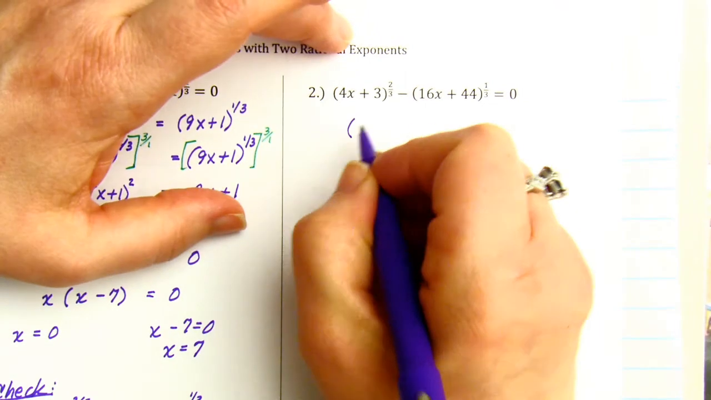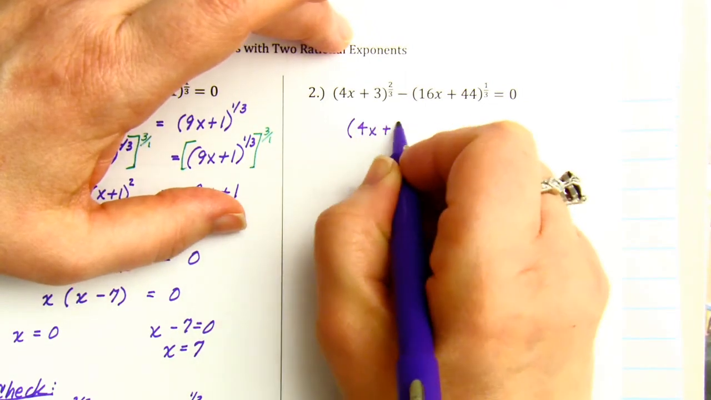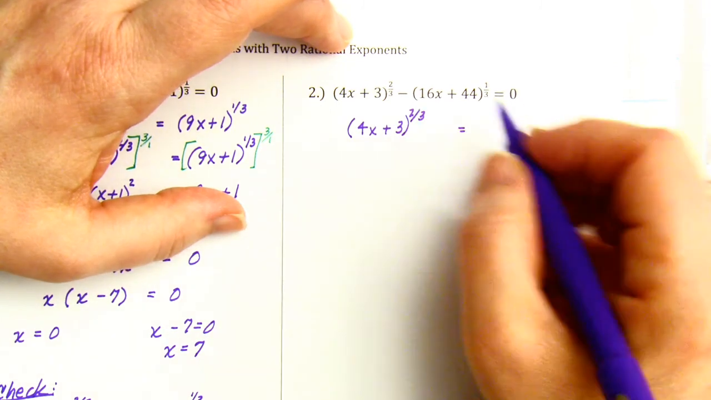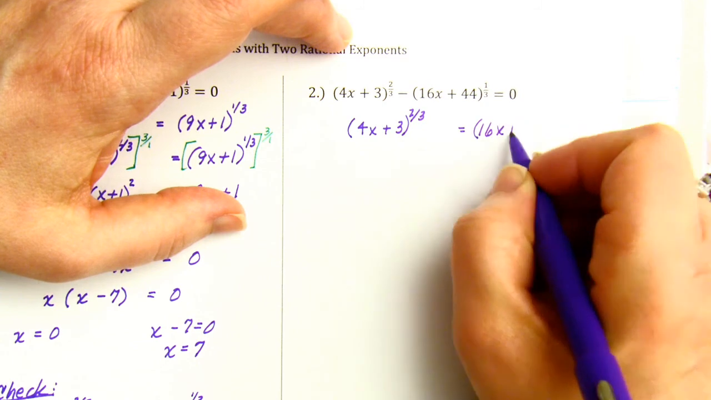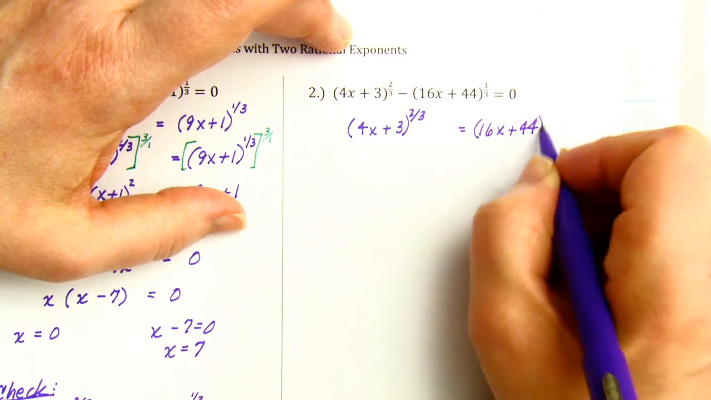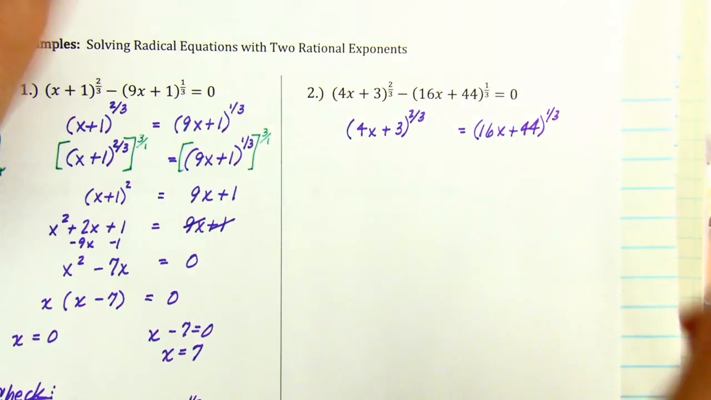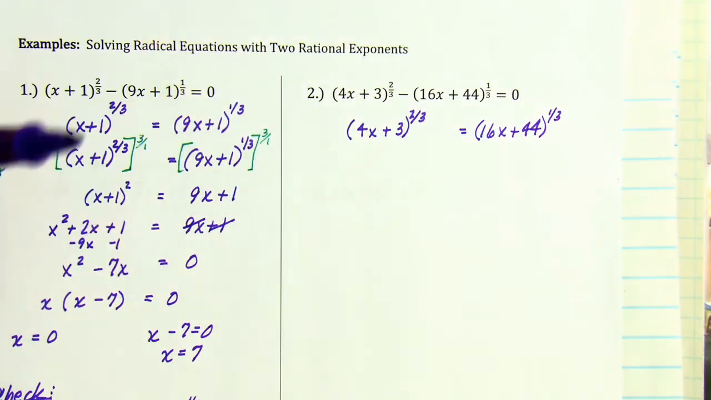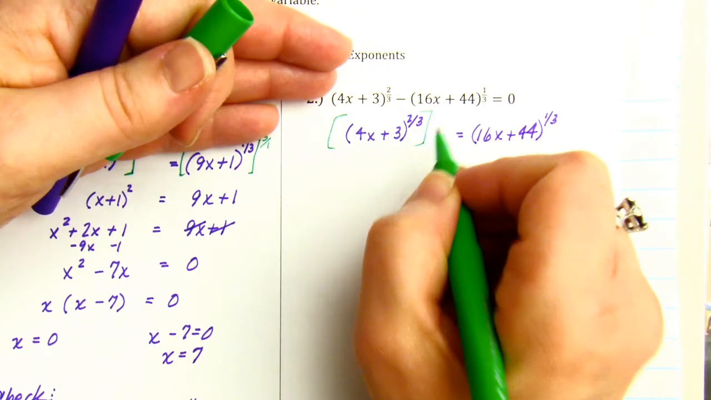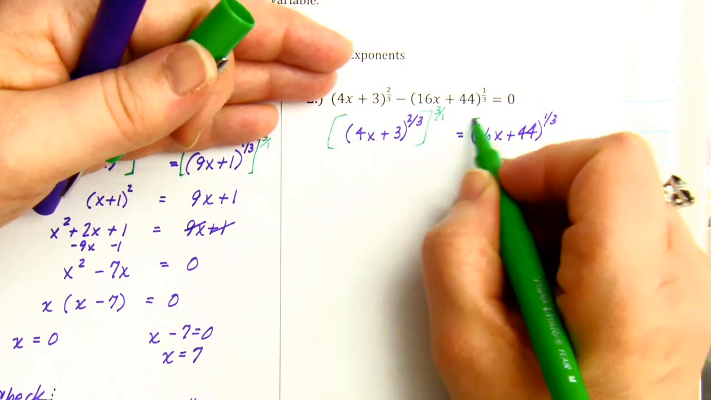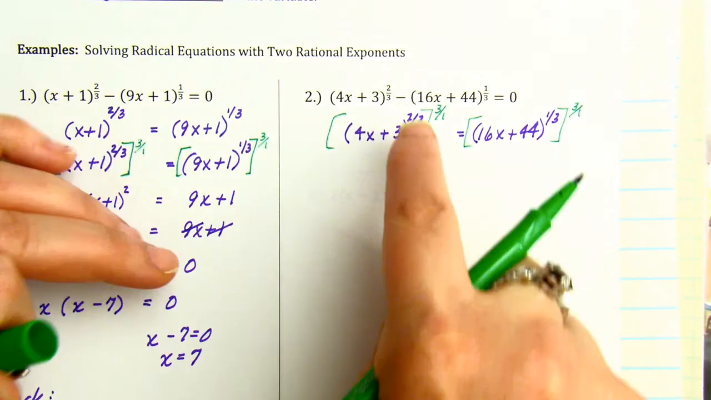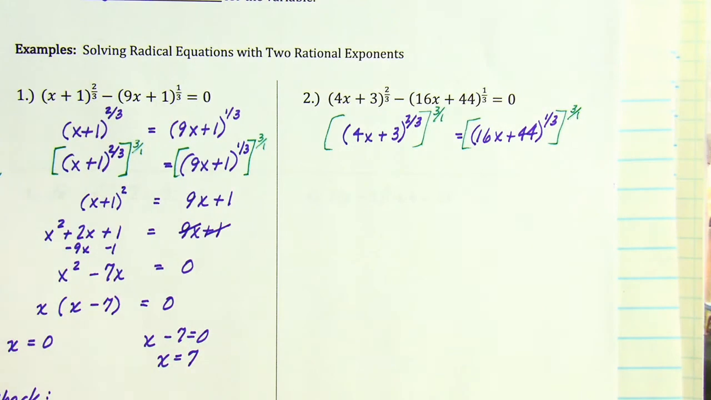All right, so I've got (4x + 3) to the 2/3 power equals, I'm going to move this over, (16x + 44) to the 1/3 power. I'm going to do a comparison again. The reciprocal of this is 3 over 2. The reciprocal of that is 3 over 1. 3 over 1 is larger. So that's the thing you have to remember here. You have to remember to raise it to the larger reciprocal, not the larger fractional exponent, the larger reciprocal of that.